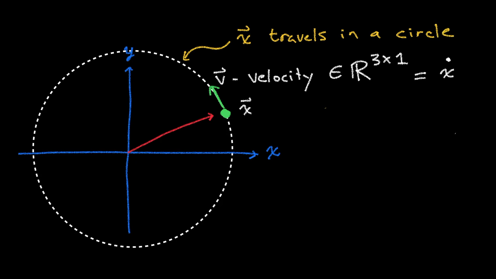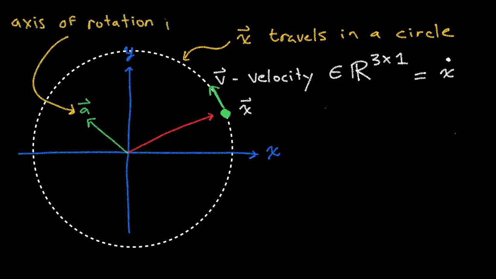Now we can generalize this idea even further by introducing an axis of rotation, here given by the unit vector a, that describes the plane in which x is rotating. For our simple problem setup here, where x rotates in the xy plane, a is just the z-axis, but of course you can tilt a and have x rotate in any plane, and we're going to take this into account when we do this derivation.